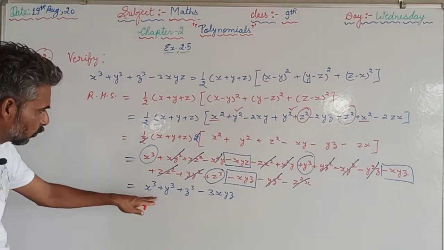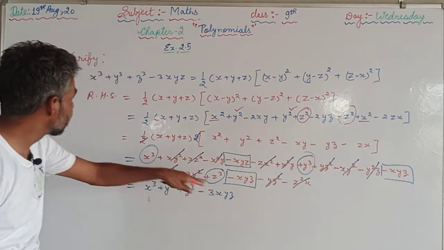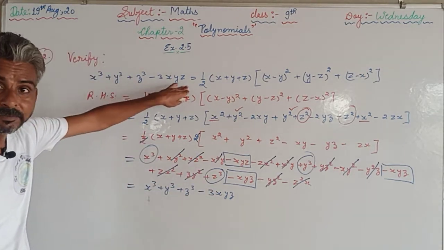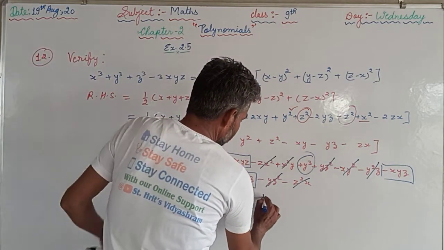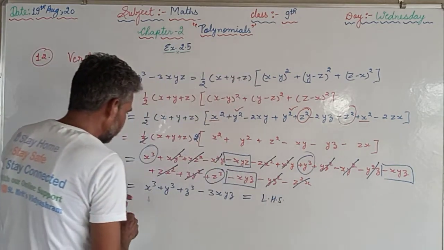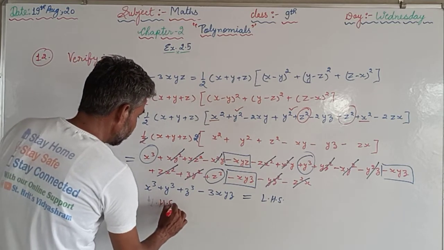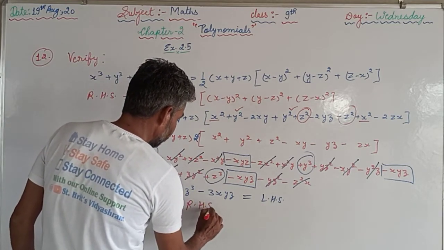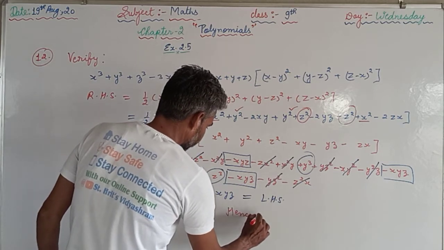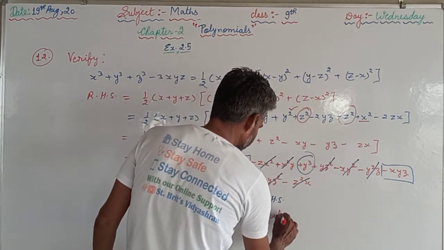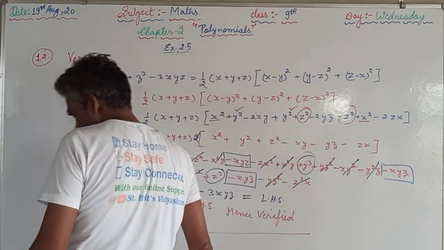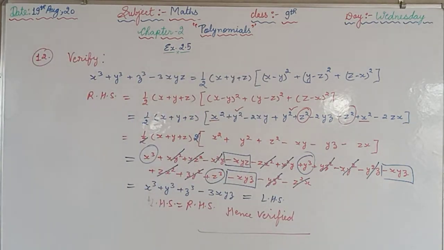What is remaining? x cube plus y cube plus z cube minus 3xyz, which resembles the left hand side. Now we can write left hand side is equal to right hand side, hence verified. So we started by considering the right hand side and reached the expression equal to the left hand side, hence we can say left hand side equals right hand side and hence verified.